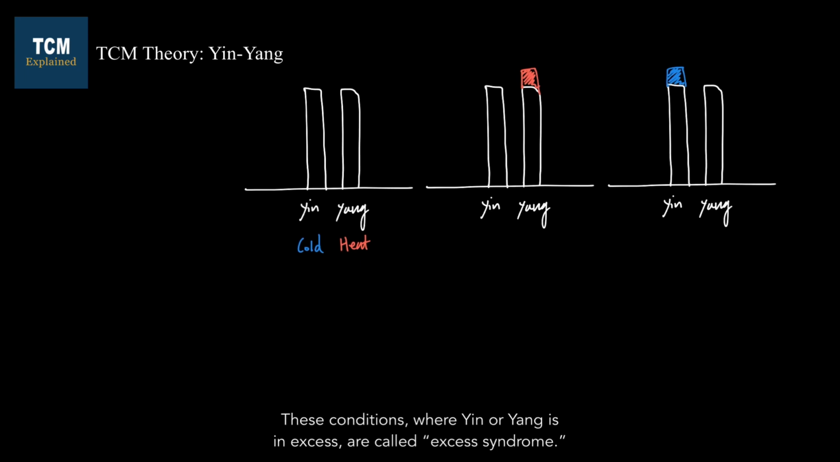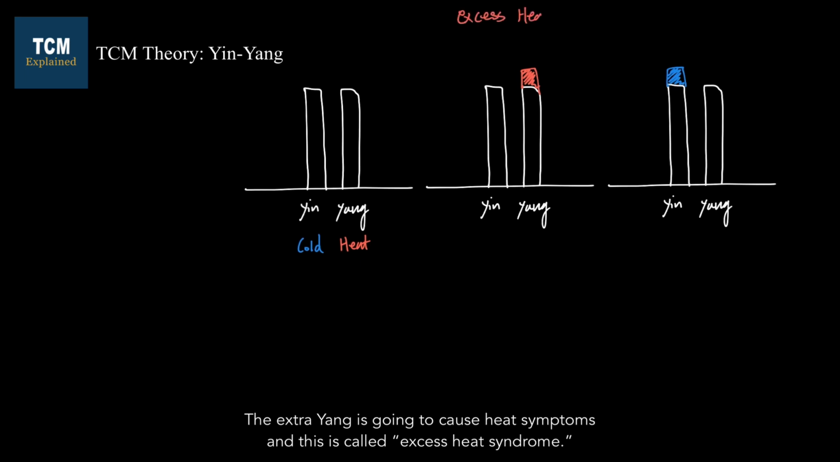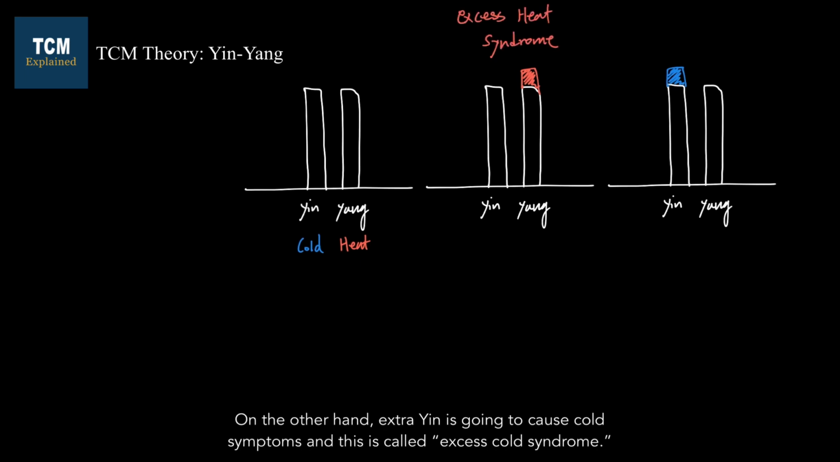These conditions where yin or yang is in excess are called excess syndrome. The extra yang is going to cause heat symptoms, and this is called excess heat syndrome. On the other hand, extra yin is going to cause cold symptoms, and this is called excess cold syndrome.